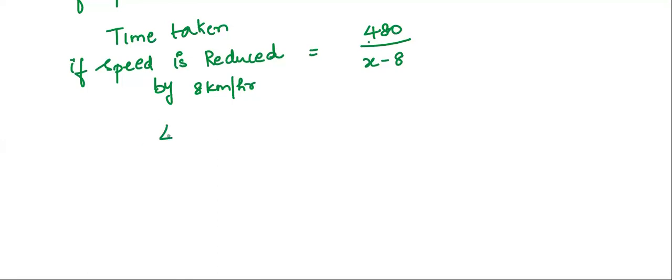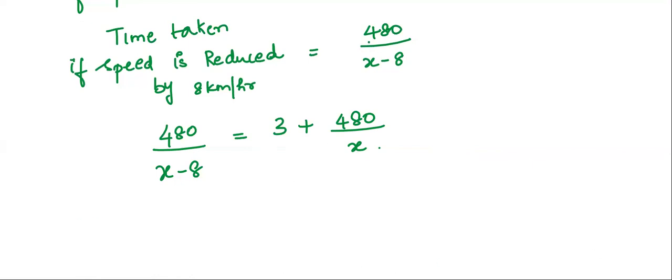So that is 480 by x minus 8. The time taken after the reduction is 3 hours more than the original timing. This is the timing for the reduced one, so it is going to take 3 more hours than the original one. So 480 by x minus 8, the reduced one, is equal to 3 hours more, so we'll have to add 3 to the original timing. What's the original timing? It is 480 by x.